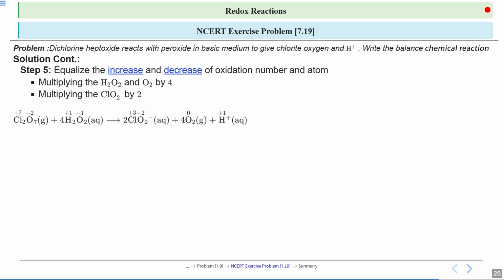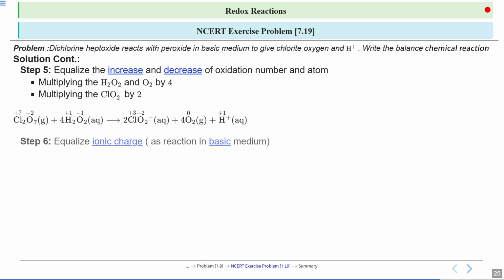So how can it be done? It can be done by multiplying, and after writing the stoichiometric coefficients, you will find that the equation changes into Cl2O7 + 4H2O2 gives 2ClO2⁻ + 4O2 + H⁺. And here, if you look at the hydrogen atoms now, you will find them balanced. Same with the chlorine and oxygen atoms.